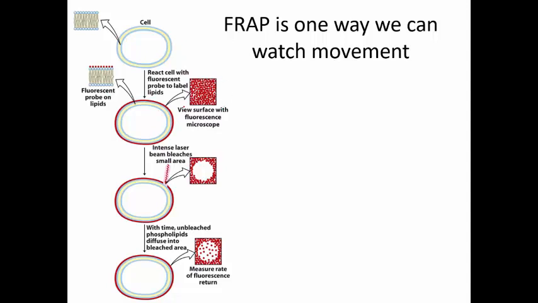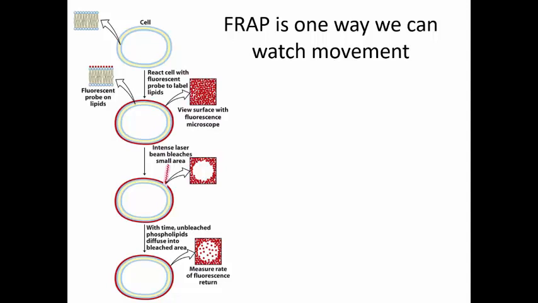You can look at it very zoomed in at just one little patch. Then you can shoot the laser beam at just that little patch, and what you'll see is a little circle where it's not red. I want to be clear, the lipids are still there. This is not a hole. We did not poke a hole. We just photobleached the fluorescent probes so we can't see the red anymore, but the lipids are still there. Then you simply watch with a fluorescent microscope to see how long it takes before you see fluorescence in that hole again.